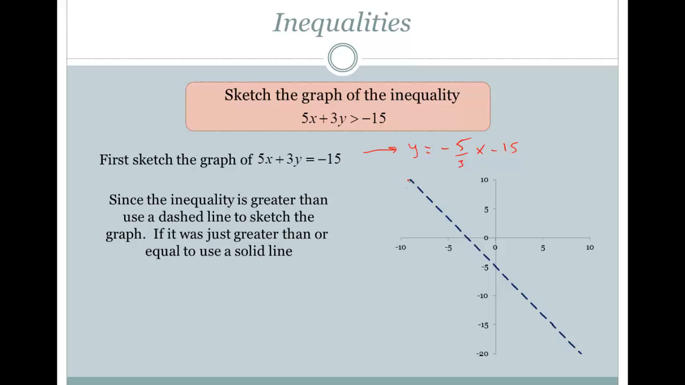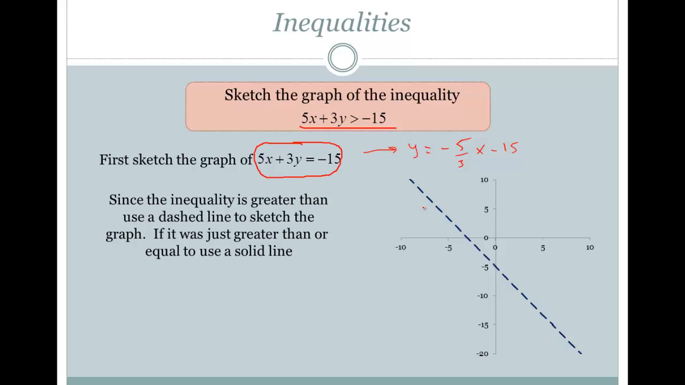A solid line means greater than or equal to. A dotted line means that points on this line are not in our solution. Because obviously, if a point on this line is going to be equal, it's going to satisfy this equation right there. But I don't want equal to negative 15. Equal to negative 15 does not satisfy this inequality. So the dashed line means that it's not part of the solution.